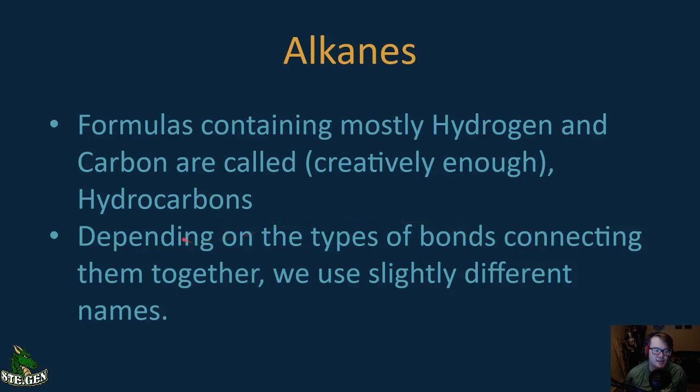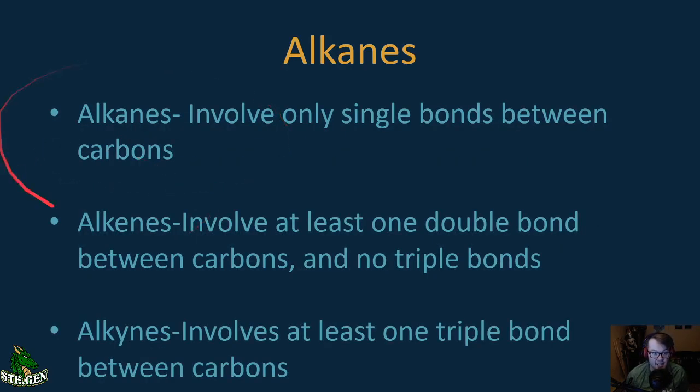Depending on the types of bonds connecting them together, we can give them slightly more specific names. So alkanes involve only single bonds between the carbons. It is very, very important that you're only caring about the stuff that is between the carbons. You can have a carbon double bonded to an oxygen. That's cool. You can have a carbon triple bonded to a nitrogen. That's cool. It's still an alkane. We only care about the bonds between the carbons, and alkanes are single bonds only.